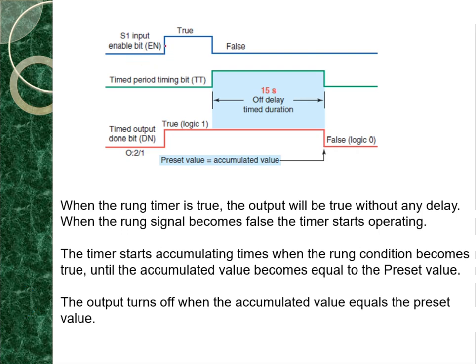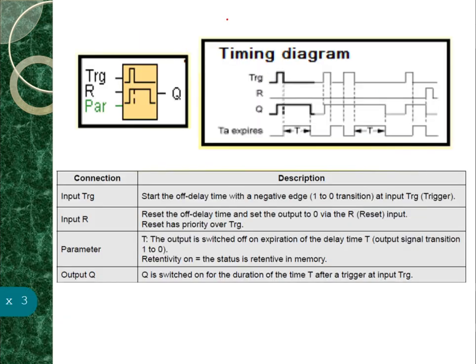When you give input true, or trigger true, to the timer, the output will be turned on. When the trigger input becomes false, meaning that you turn off the switch of the timer rung, only then the timer will be started. It will start counting. The timing value will accumulate until it reaches the value equal to the preset value of the timer. Then the timer is done. When the timer is done, the output will be false. So it is a different operation between the off delay timer and the on delay timer. I hope you can catch the difference. This is the specific timing diagram for the off delay timer.